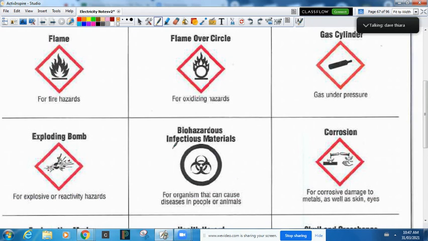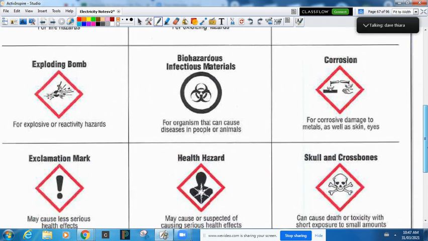There's biohazard. That's not new. By the way, this one's not new. This one's not new. This one's not new. Corrosive is not new either. Okay, but the exploding bomb is.